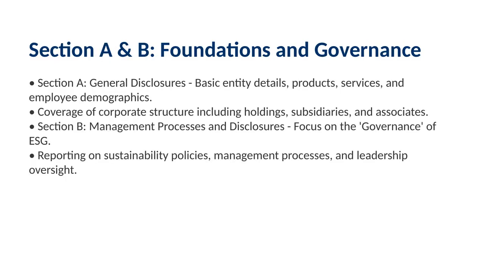First, we have Section A, which covers general disclosures. This is the foundational part, where the company provides basic details about itself, its products, services, operations, employee demographics, and its corporate structure, including holdings, subsidiaries, and associates. Next is Section B, focusing on management processes and disclosures. This is where the governance part of ESG really kicks in. Here, the company explains its policies, how it manages its processes, and the level of leadership oversight involved in sustainability.